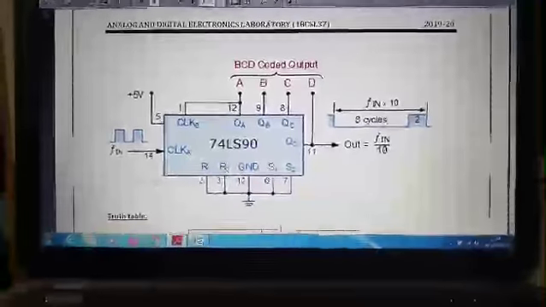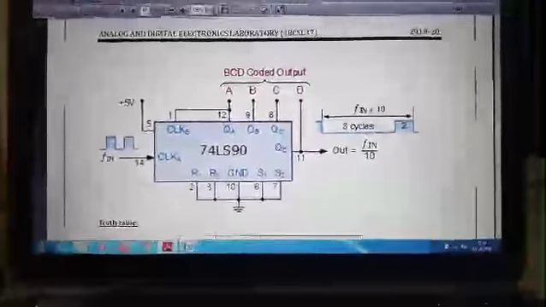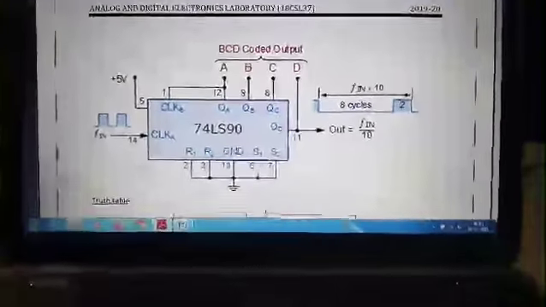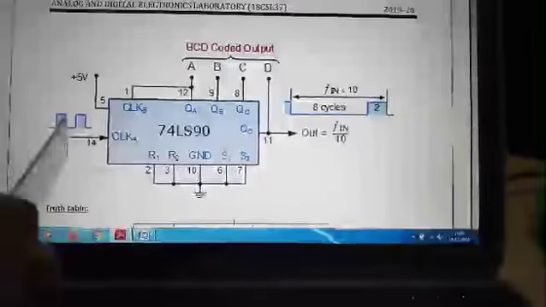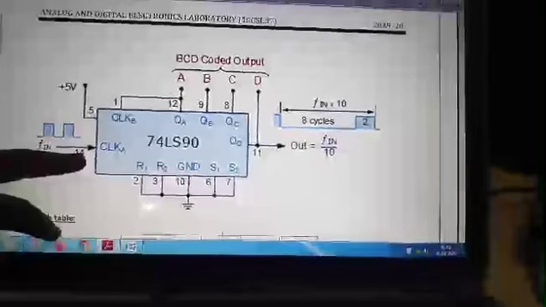To learn about decade counter. Okay, it is an asynchronous decade counter. The output from the decade counter, next we are going to connect to a 7 segment display. Okay, so this is the pin diagram for the decade counter.